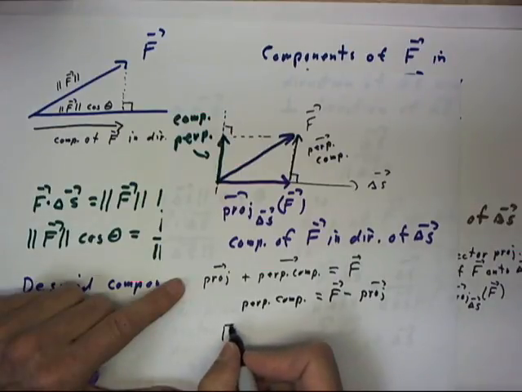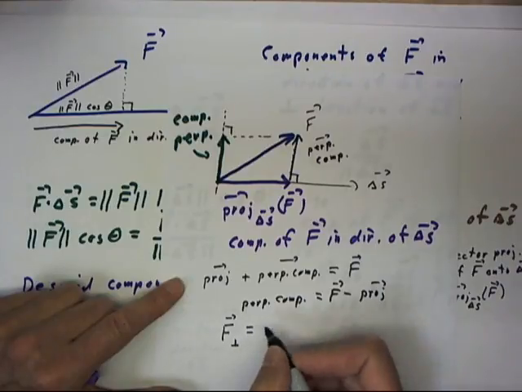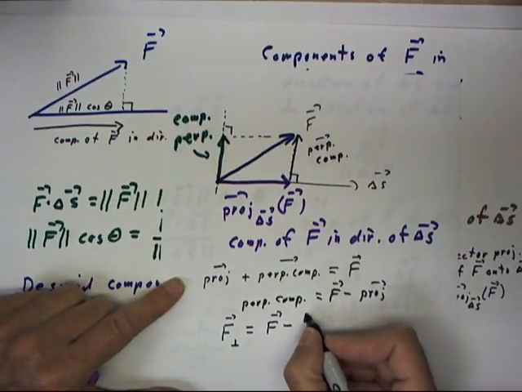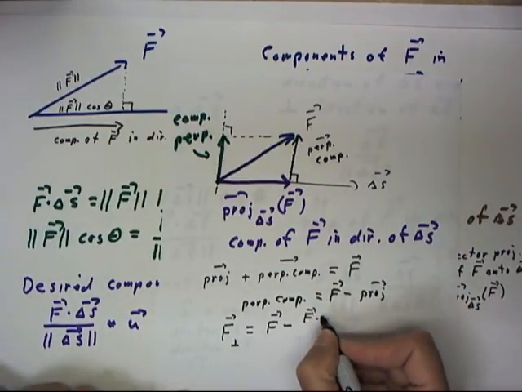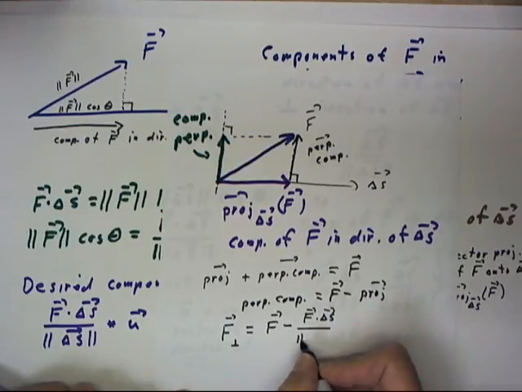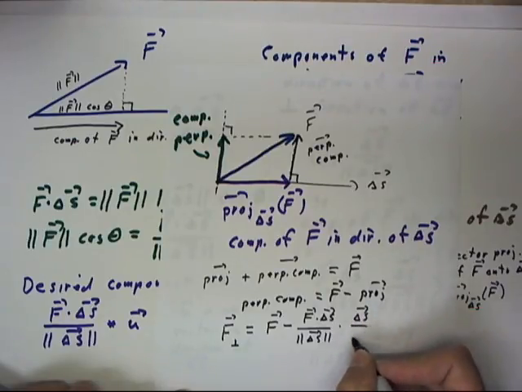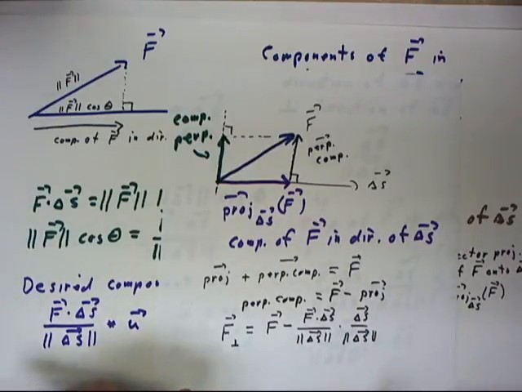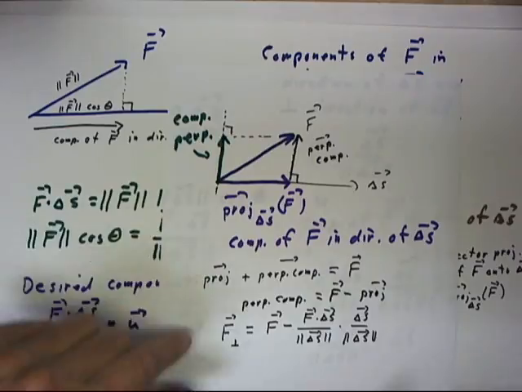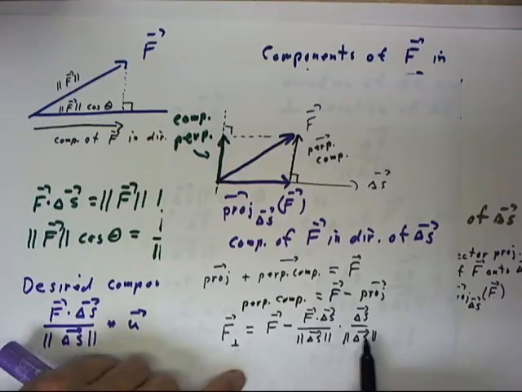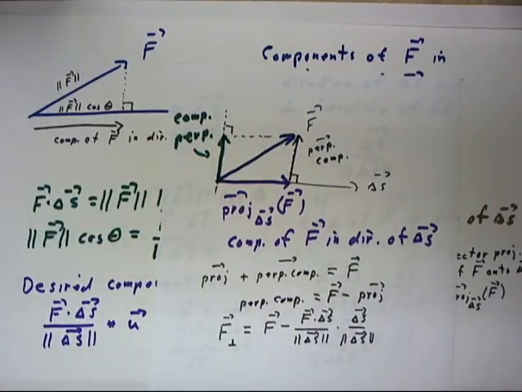So we could write f perpendicular, for the perpendicular component, equals f minus the projection. Remember, the projection is just f dot delta s over magnitude of delta s, multiplied by delta s over magnitude of delta s. And that gives us our perpendicular component. So we have the parallel component in the direction of delta s, and just by subtracting that from our f vector, we get the perpendicular component.